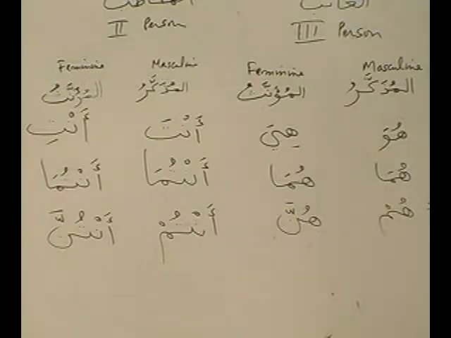Okay. Are you with me, brothers and sisters? Okay. So that was about the pronouns. And what kind of pronouns are they? Damirun munfasilun. What are they? Damirun munfasilun. See, say it three times with me.